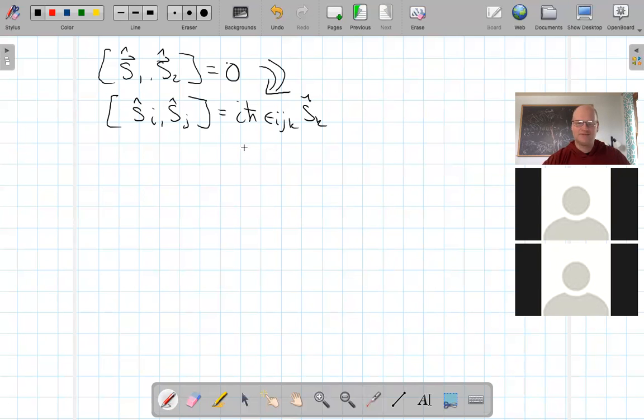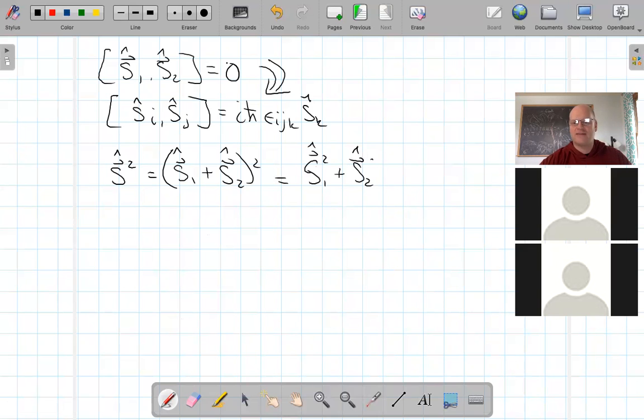Guys doing okay? Now, what this means is what? That means we can build the total spin vector squared, which is going to be the quantity S1 vector plus S2 vector, squared, which is equal to S1 vector hat squared plus S2 vector hat squared plus 2 times S1 vector dotted with S2 vector.